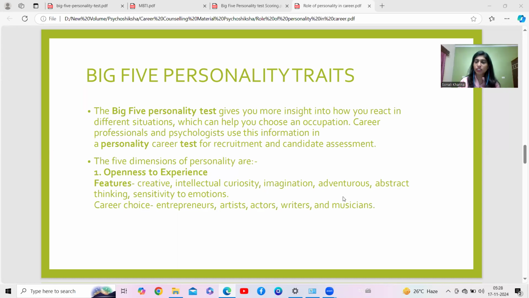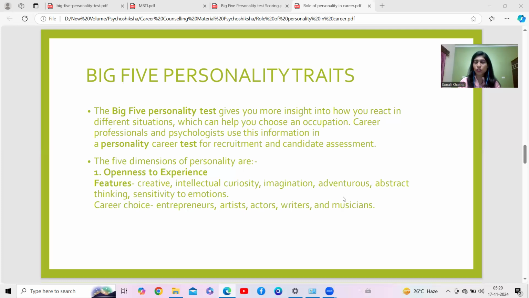This is our fifth session and today we are going to cover the other two remaining personality assessment tools that we are going to use for the assessment of personality for career guidance. In the previous class, we talked about the Eysenck Personality Questionnaire as a tool of personality assessment. Today, we are going to talk about two more: the Big Five personality traits, and the other one is MBTI. So first, let's understand the Big Five personality traits.